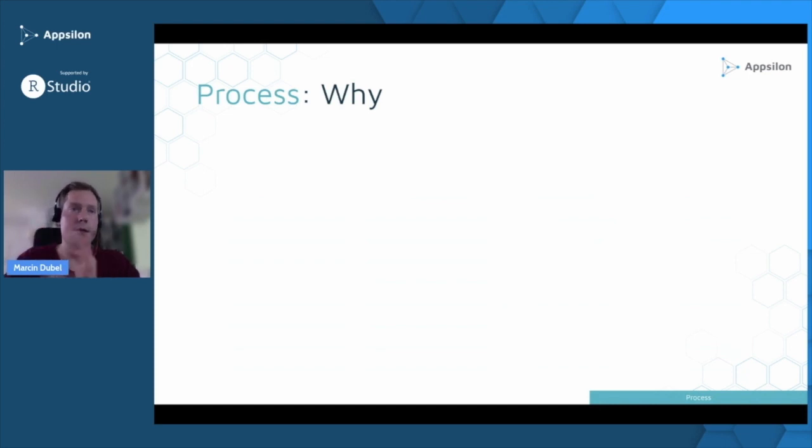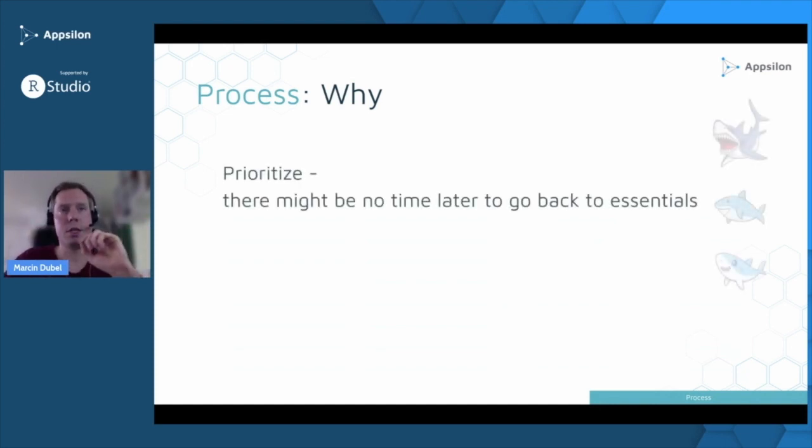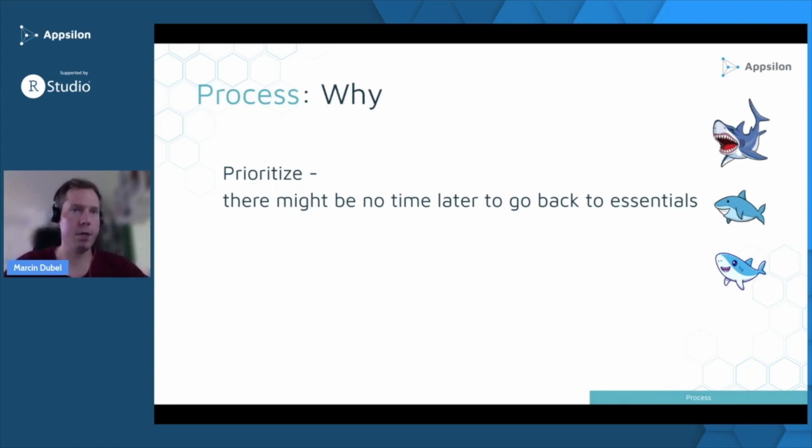Yeah, and exactly why you need this process. First point is to prioritize. There won't be a time to go back and focus on the essentials if you do the Baby Shark soundtrack. So you need to focus, and that's why noting down every idea that you have in the project, how to increase the value of your application, is needed.